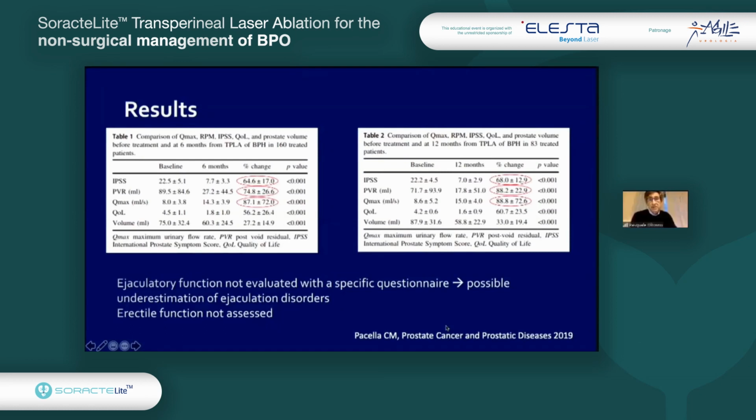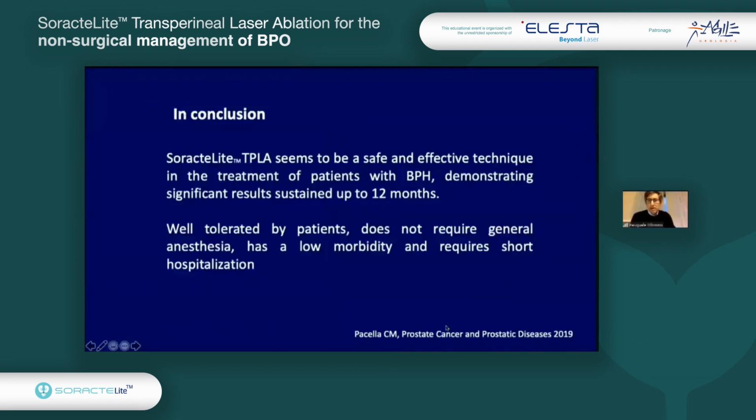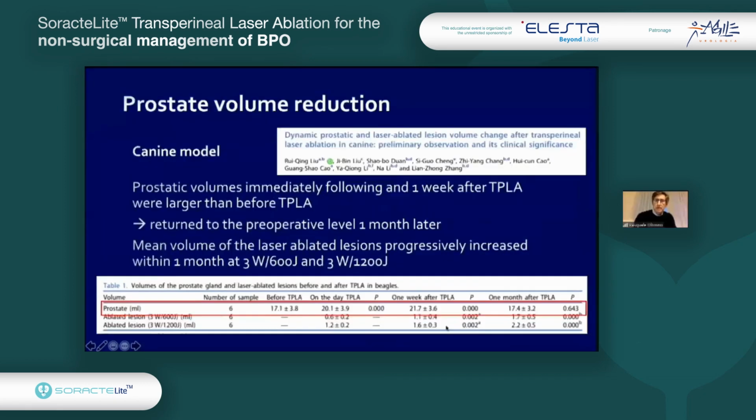One of the drawbacks of the study is that the ejaculatory function was not evaluated with a specific questionnaire, so probably there was an underestimation of the ejaculation disorder, and the erectile function was also not assessed. So Pasella concluded that the TPLA was a safe and effective procedure up to 12 months of follow-up. It was well tolerated without general anesthesia, with low morbidity and short hospitalization.